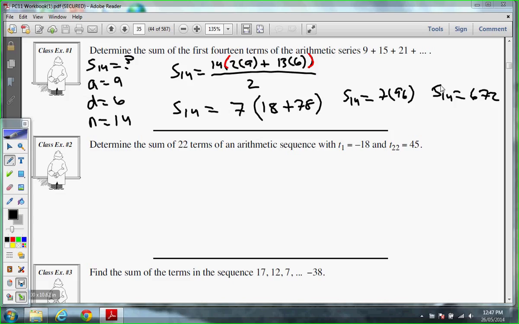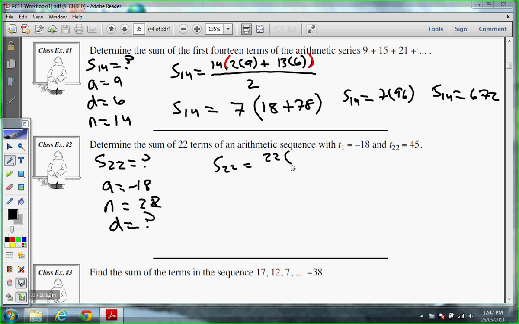Okay, so this one here wants the sum of the 22 terms. So we want S22. We don't know that. We know what A is. We know what N is. We do not know what D is. So we want to use the second formula. So the second formula says we want S of 22 equals N, which is 22, times A plus T sub N, which T sub N is 45, all over 2.